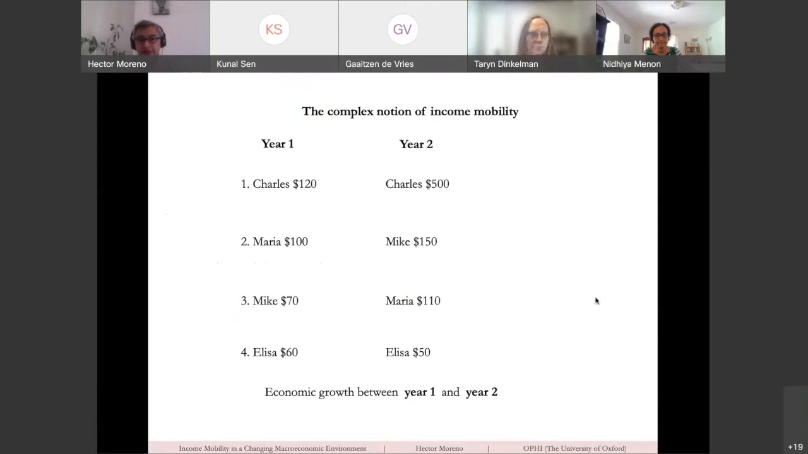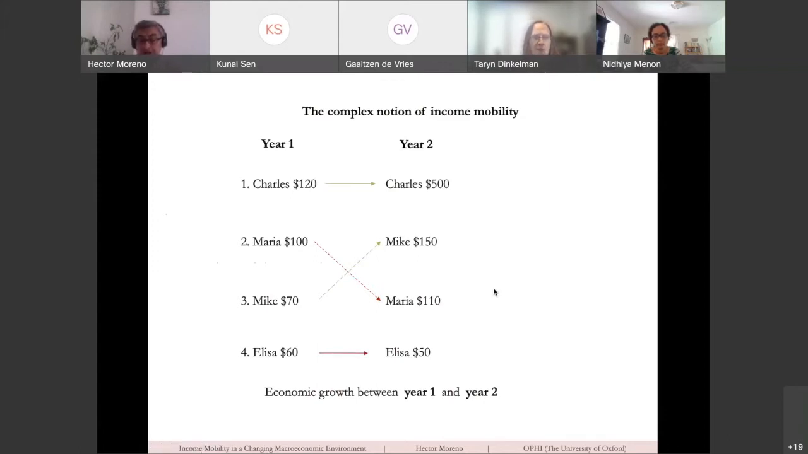So suppose that we have panel data for 2 years. We observe individuals and their income, and there is some economic process between these 2 years. So that Charles, for instance, that was doing very well, in fact, after this economic expansion, he did very well, just like Mike and Maria. The thing is that Maria and Mike switched positions after this period. However, the case of Elisa is different because she was not doing well. In fact, she was at the bottom of the distribution, and she ended up worse off.